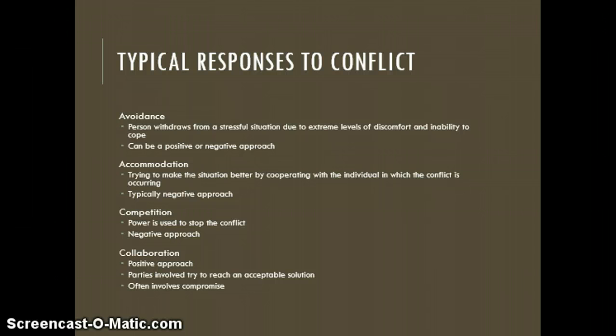Competition is another response to conflict. This is where power is used to stop the conflict. Again, it's usually a negative approach. The last response to conflict is collaboration. This is usually a positive approach. The parties involved try to reach an acceptable solution together, and it often involves compromise from both of the parties, or however many parties are involved. They have to work together in order to create a solution together.